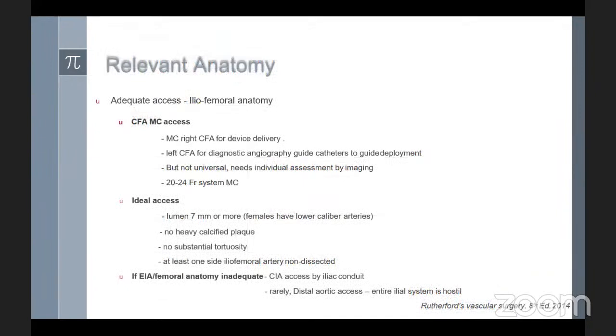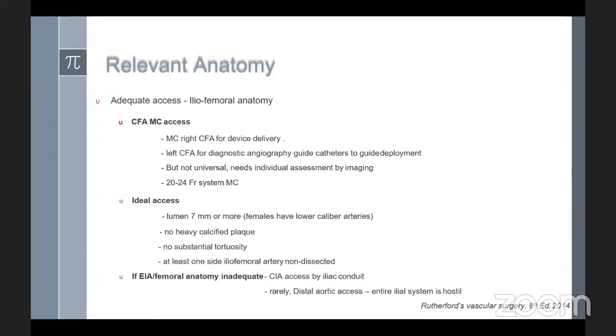So the anatomy is important before we take the decision that the patient is suitable for endovascular intervention or not. First, the anatomy. In anatomy, we must have an adequate access. The most common access for endovascular therapy is the common femoral artery. Mostly the right common femoral artery because it's easily accessible, and our hand is trained from the right side. The left side is usually used for the diagnostic angiographic catheter. Of course, this is not universal. It needs individual assessment. And usually the sheath French size is from 20 to 24, depending on the case.